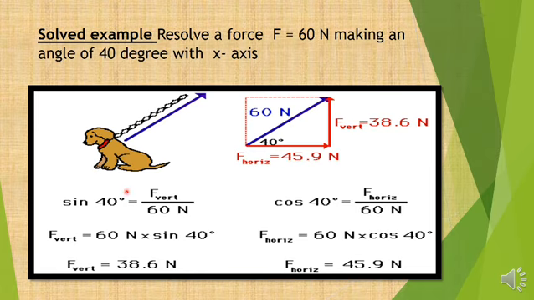So, sin 40 is equal to F vertical divided by 60 Newtons. Putting in the values, the answer will be 38.6 Newton. Similarly, cos 40 is equal to F horizontal divided by 60 Newton, as we are given 60 Newton. By calculation, we get the answer 45.9 Newton. So that is how we can find the values for the components of force.